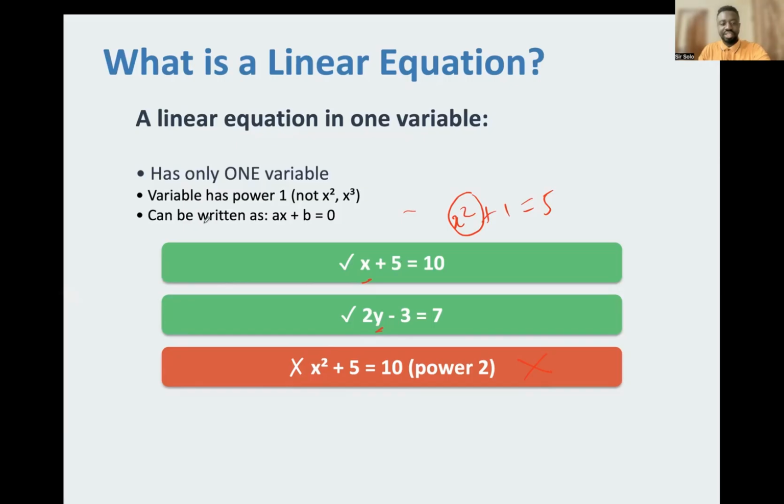A linear equation can be written as ax plus b equals 0, so you should follow that rule. Here, x plus 5 equals 10 follows that rule. a is the coefficient of x, which is 1, b represents 5, and the right side can be 10 or 0. So ax plus b equals 0.